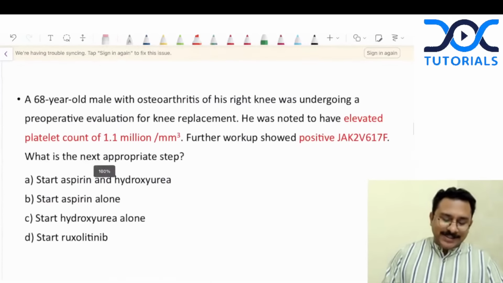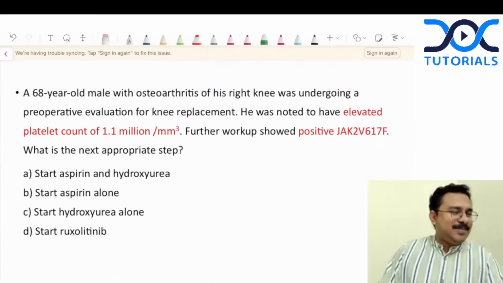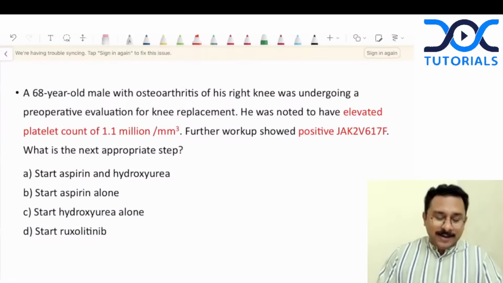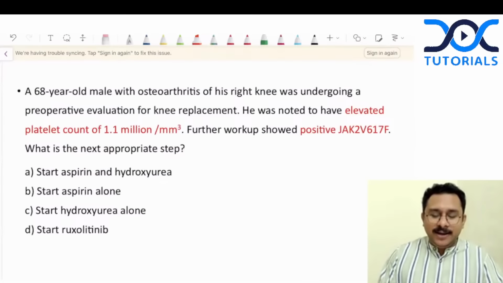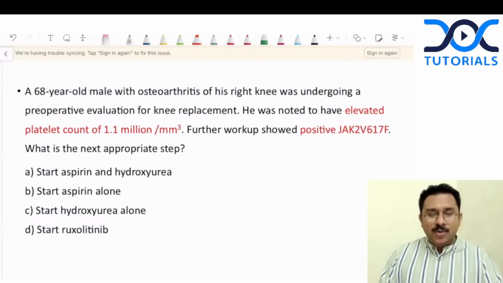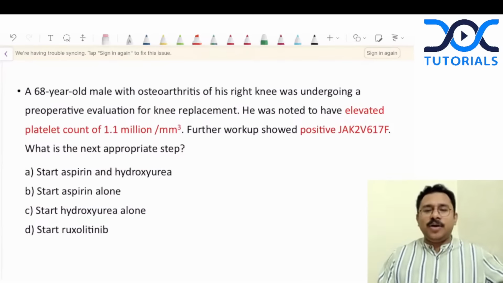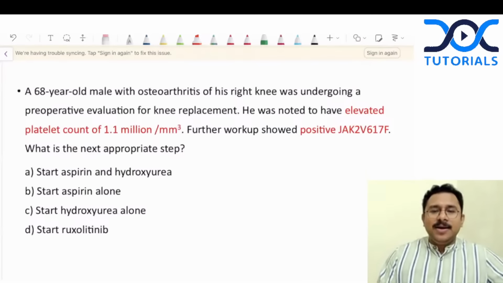Okay, right. Let's go to the next question. A slightly tough question, but let me see how many of you got this right. 68-year-old male with osteoarthritis of his right knee was undergoing a pre-operative evaluation for knee replacement. He was noted to have an elevated platelet count of 1.1 million and further workup showed a positive JAK2 V617F. What is the next appropriate step?